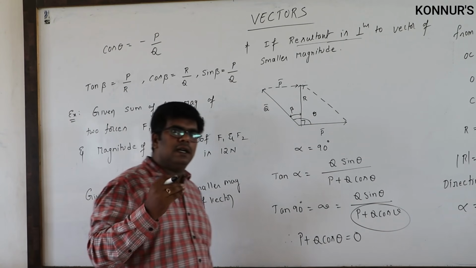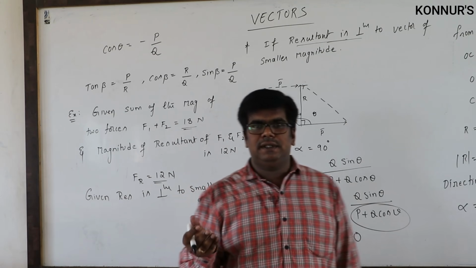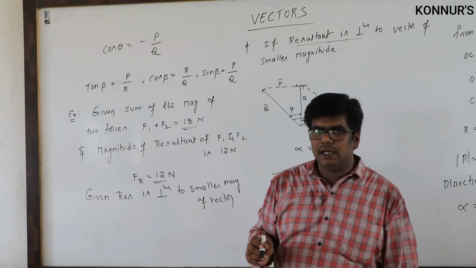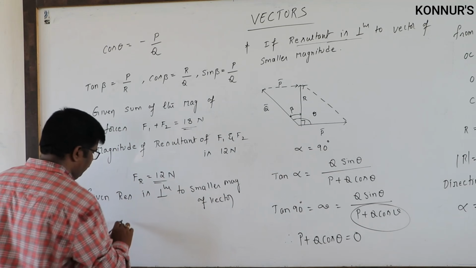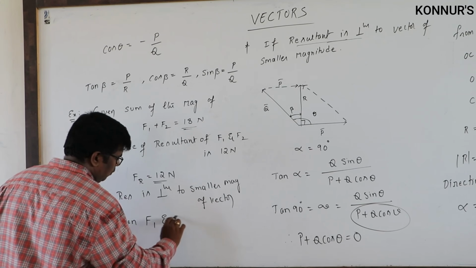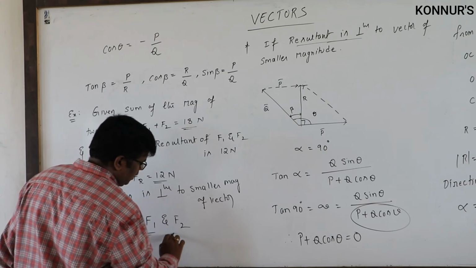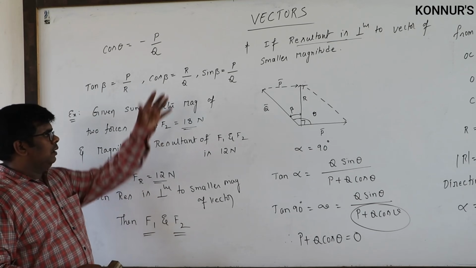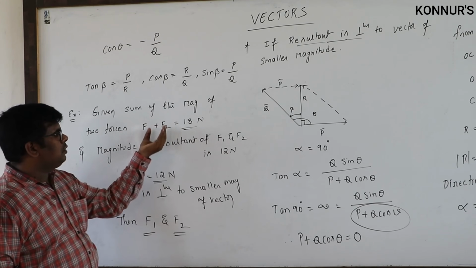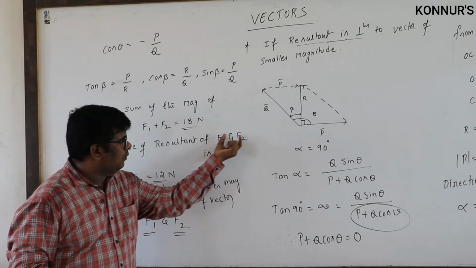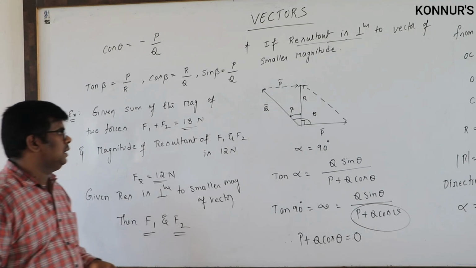Then they are asking what the individual forces F1 and F2 are. F1 and F2 are how much? This is the thing you have to find out. Simple thing here. Individually, if you add the magnitudes, you get 18, and the given resultant of F1 and F2 is 12 newtons.